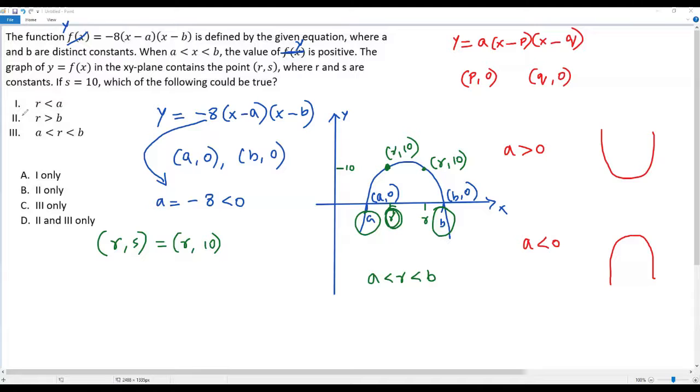And also let's consider the second statement. It says r has to be greater than b. If the value of r is greater than b, then r must appear on the right side of b somewhere else over here. So that's also false because it's very clear that r always lies between the two x-intercepts a and b. So we get the inequality a less than r less than b. We find this inequality in statement 3. So only the third statement is correct. So the correct answer choice for this question is option C.